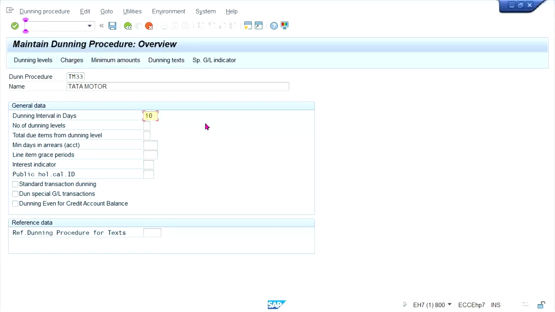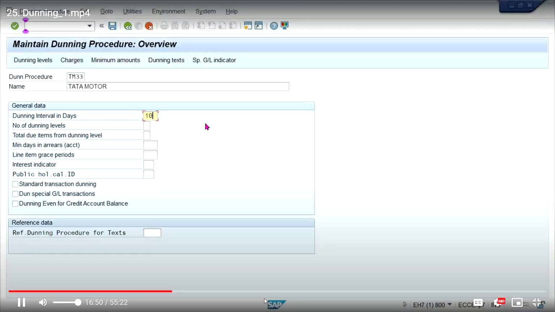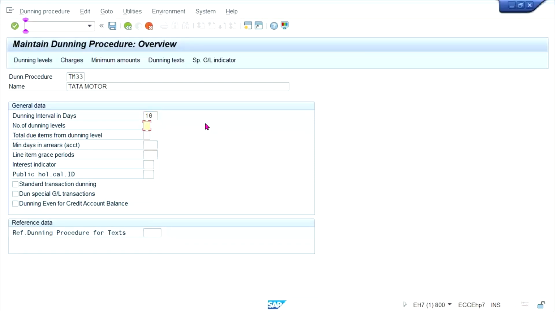Let's suppose I have given 10. What is the use of dunning interval in days? Anyone, have any idea? After 10 days, again a reminder we will send to them. Yes. What is the logic behind dunning level, guys? Anyone having any idea?